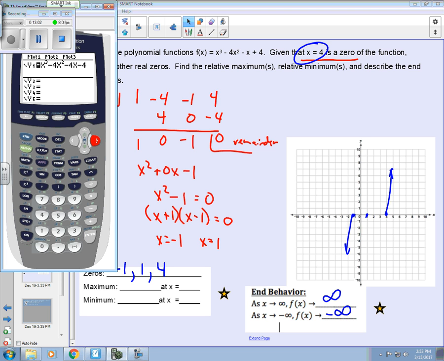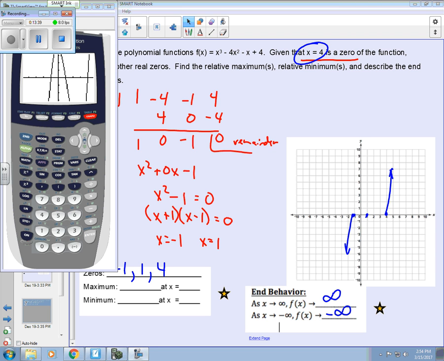So once you got that function in, then we should be able to graph it out here. And the graph's going to look something like this, similar to what we got. In order to get the rest of it, we want to know where that max and min is. Your calculator can do that.